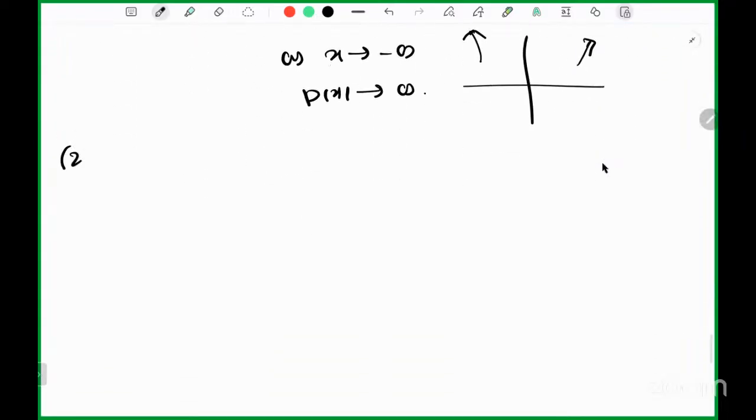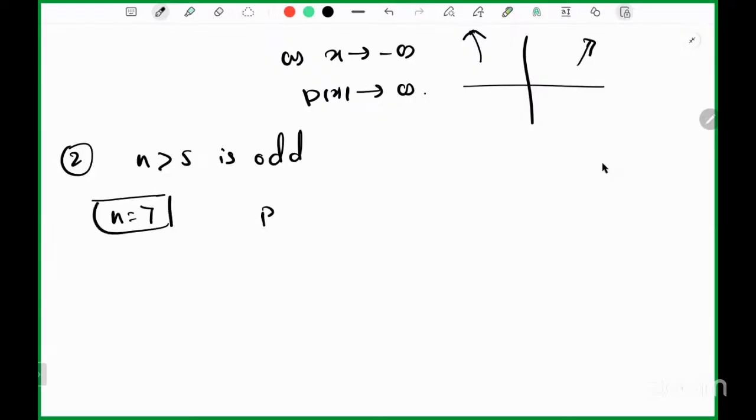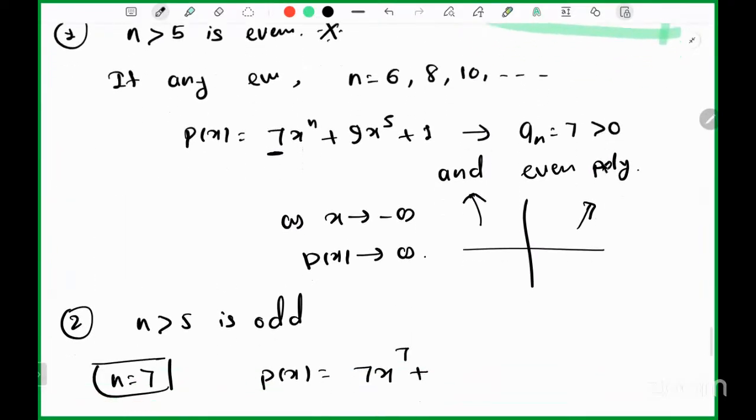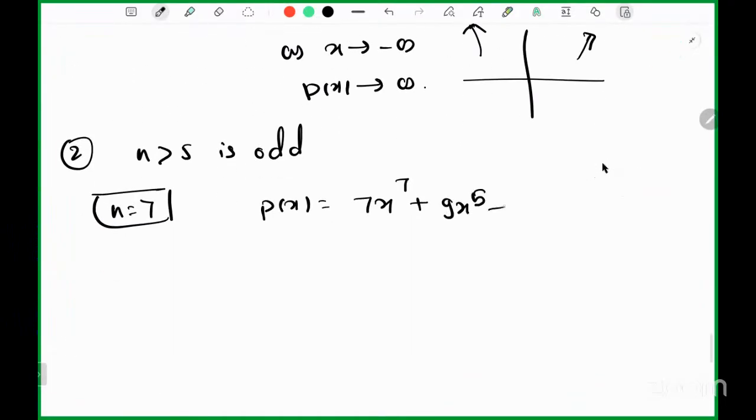Now the second option says n is strictly greater than 5 and odd. So this can be done, right? You can simply take n to be equal to 7, the next odd number. Then your p of x will become 7x to the power 7 plus 9x to the power 5 plus 1, right? And here if you take x goes to minus infinity, p of x also goes to minus infinity, right? Because it's an odd polynomial with a positive coefficient, so it follows the graph of x cube. So that's why this option is correct.